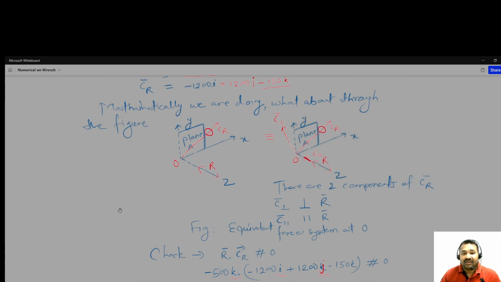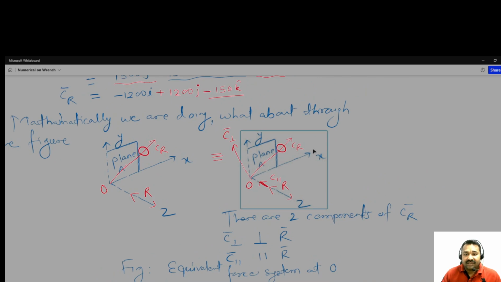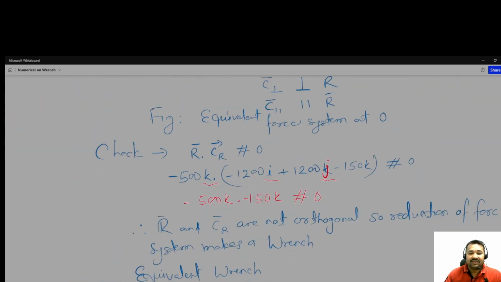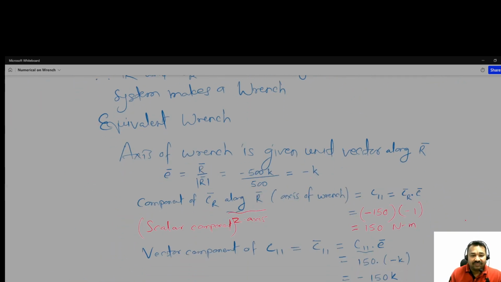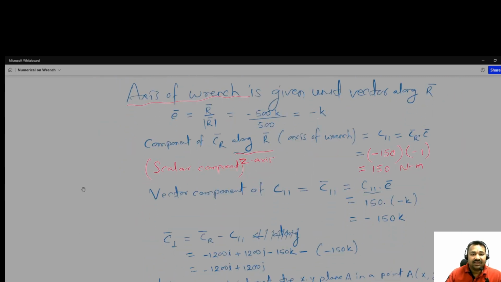Then what do we do? Resultant couple, here you can see, resultant couple we break into components. One component is C perpendicular, and it is actually perpendicular to the resultant R, and another component C parallel, it is parallel to the resultant R. Okay, then what is the next is to get axis of the range. Okay, then after getting axis of the range, then we can get the component of C along the R, and the component of C perpendicular to R.